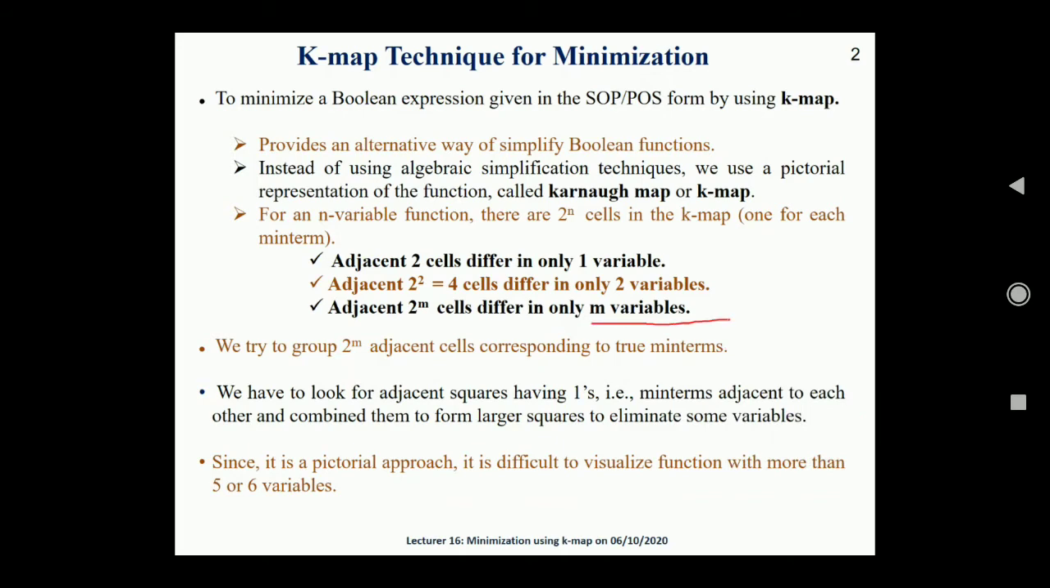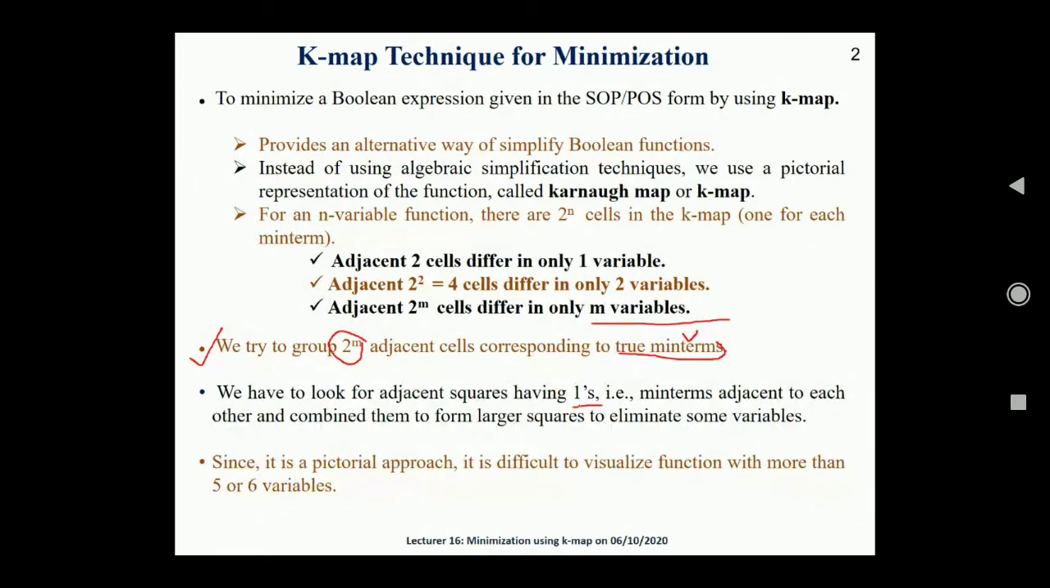Now, how to make the KMF? So you know this concept. We try to group 2 to the power m adjacent cells based on the m value corresponding to the true min terms. Some rules are there, and I will discuss that later. We have a loop for adjacent squares having ones. When we have min terms, that particular cell we denote as a 1.